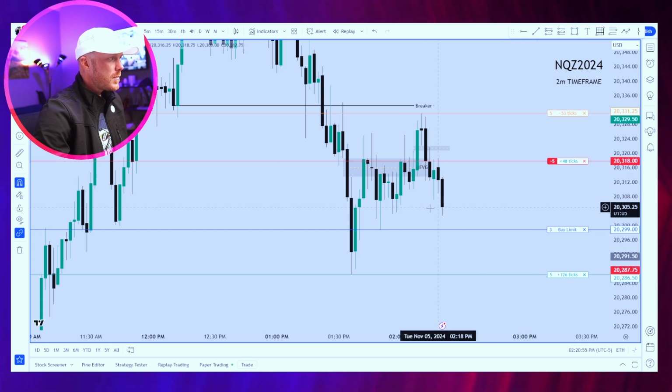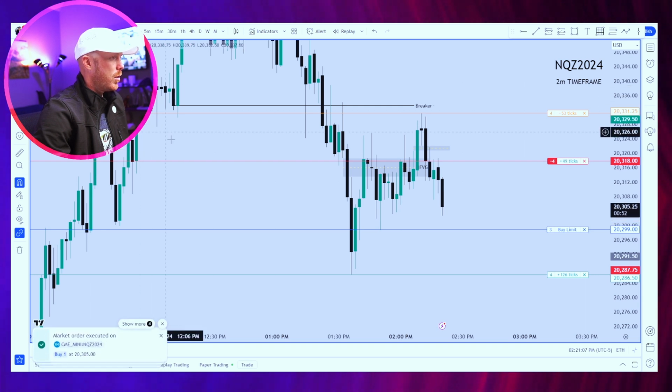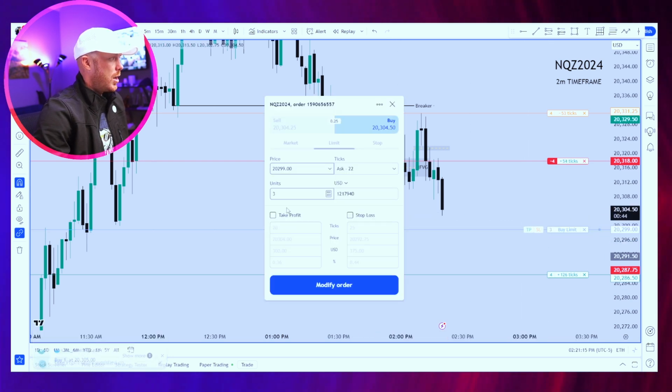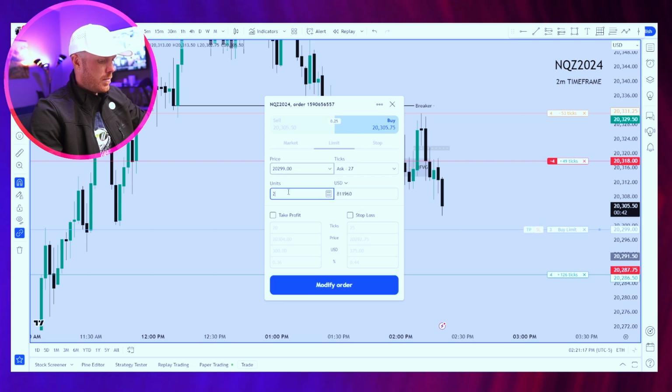So now we just swept this low right here. Why don't we go ahead and take a partial profit right there on that last push? Let's see if we can get it. Okay, we're going to take one profit right there. We took one partial profit at this swing low. We'll take two more at this swing low.